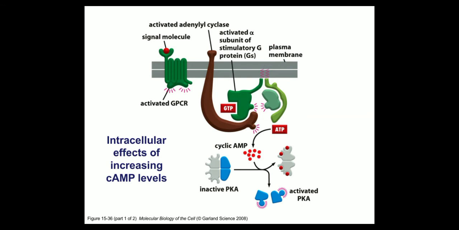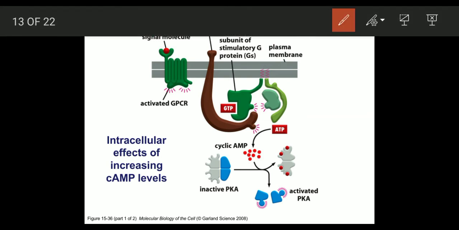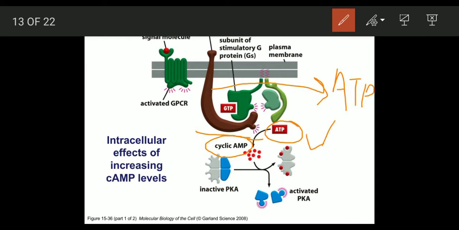After the activation, what is the work of adenylyl cyclase? The work of this enzyme is to convert ATP into cyclic AMP. This is a very important term here, guys. The work of this enzyme is to convert ATP into cAMP. Very important concept here, guys.